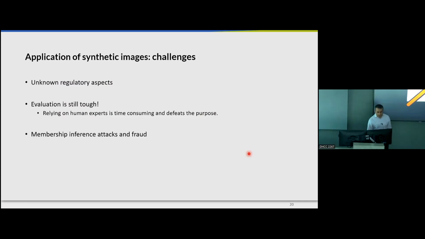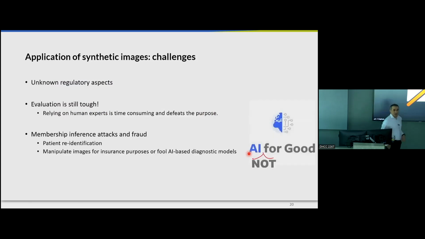But the major problem that we are going to face, not just in healthcare but in every industry, is what we call membership inference attacks and fraud. Usually people talk about AI for good, but AI for not good is also going to happen a lot as we go down the road, because with these models, you can actually identify patients as well.